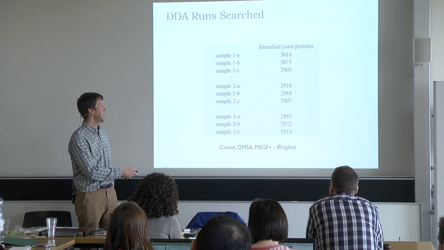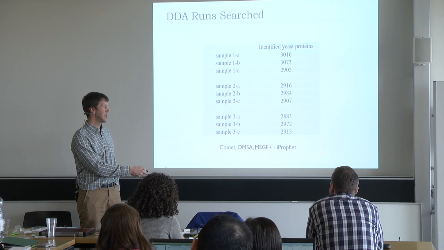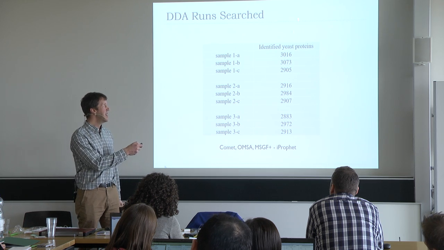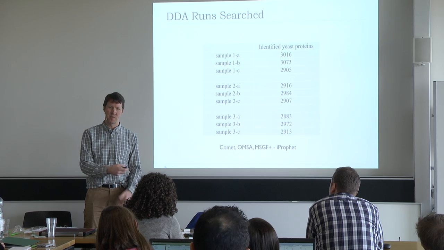So these are the DDA runs we're going to be looking at. They were run through a set of search engines and then run through this tool called iProphet in the Trans-Proteomic Pipeline. And these are the number of yeast proteins that were identified, including our proteins of interest.